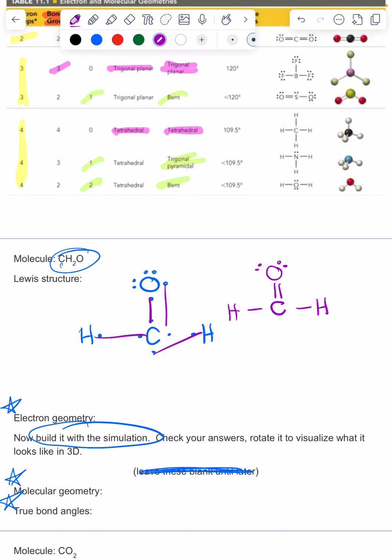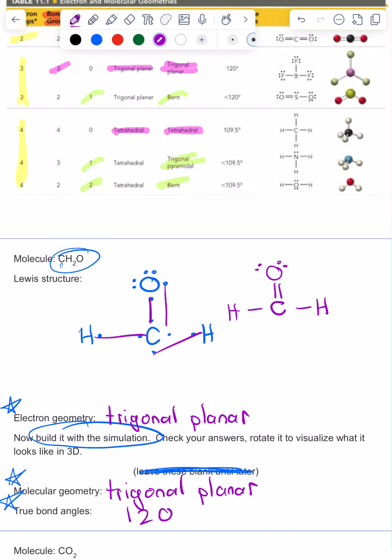All right, so 3 groups surrounding that carbon. So the electron geometry is called trigonal planar. The molecular geometry, because they're all bonds, is also called trigonal planar. And the bond angles should be 120 degrees.